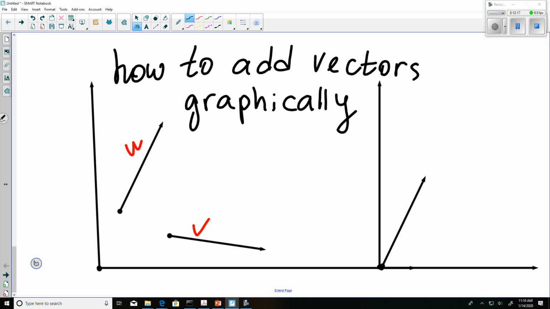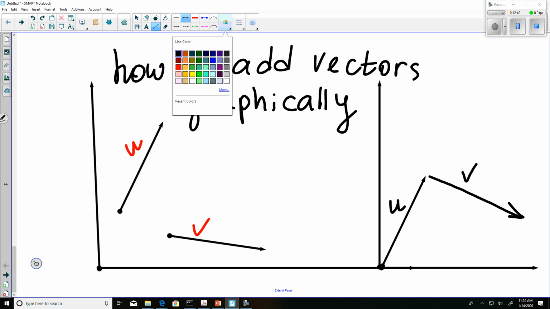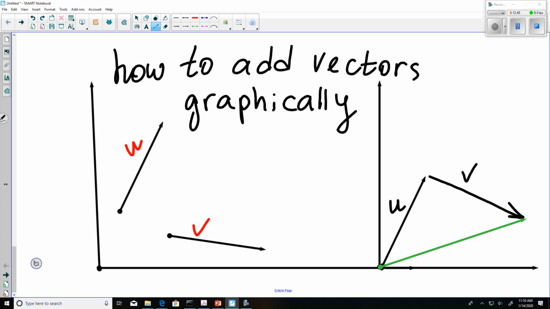So what I'm doing, I'm taking this vector, and the initial point of this vector will coincide with the terminal point of my vector u. So now I'm taking this vector, I'm copying it. I'm doing the best I can. Probably I screwed up somewhere. This is my vector v. So the sum of the two vectors is from the origin to the terminal point of the second vector.